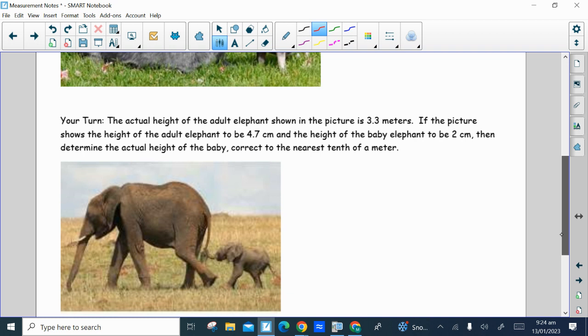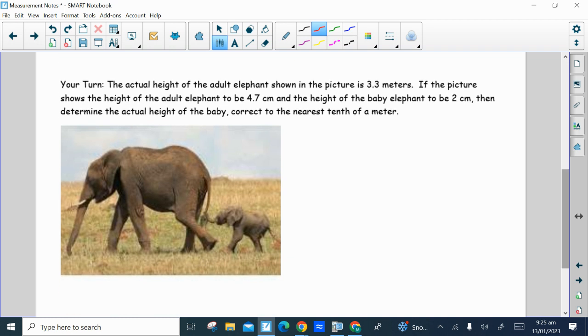This next one is the same type. The actual height of the adult elephant is 3.3 meters. If you measure on the picture, it's only 4.5 centimeters. And the height of the baby elephant is 2 centimeters. What is the actual height of the baby? So again, we need to establish an order that we will follow for both ratios. I could flip these around, as long as I do both ratios in the same order, that's fine.